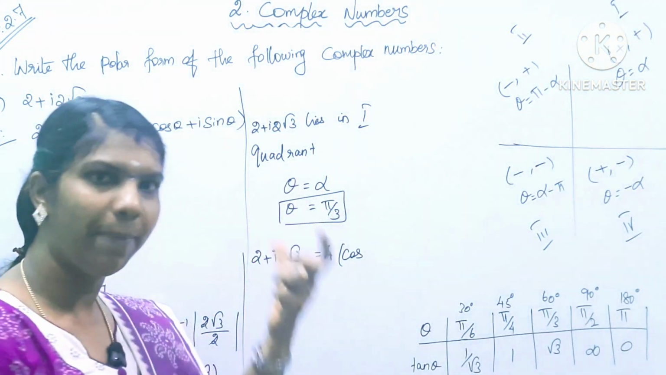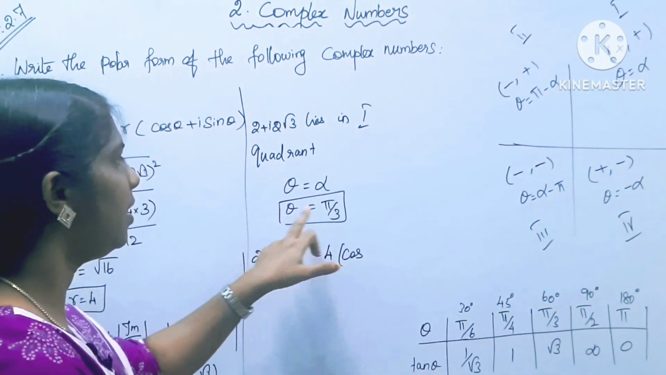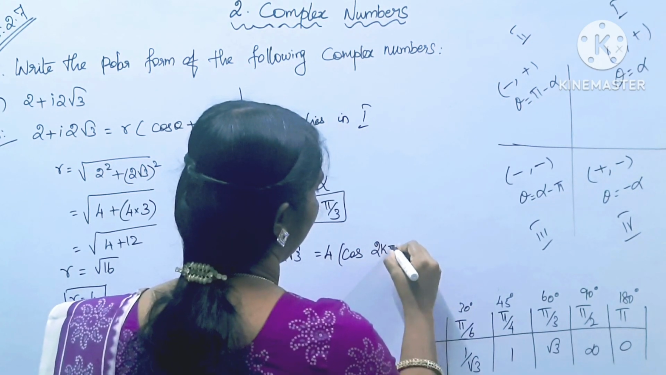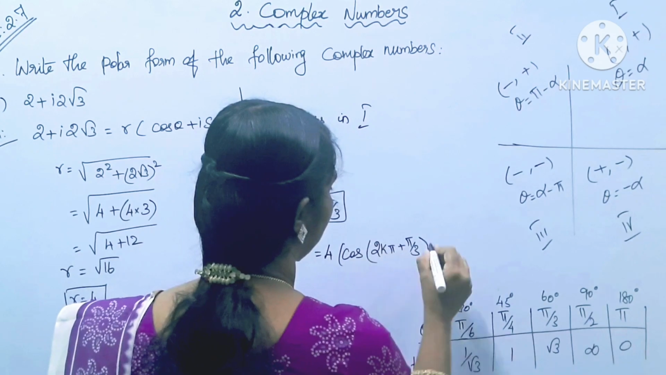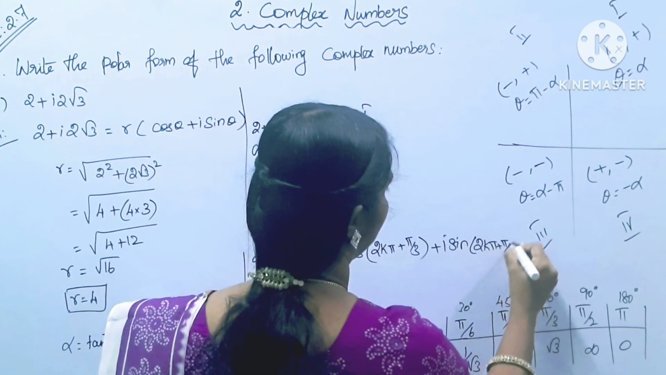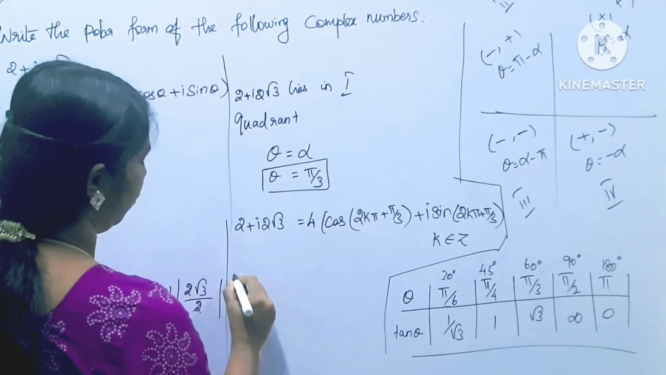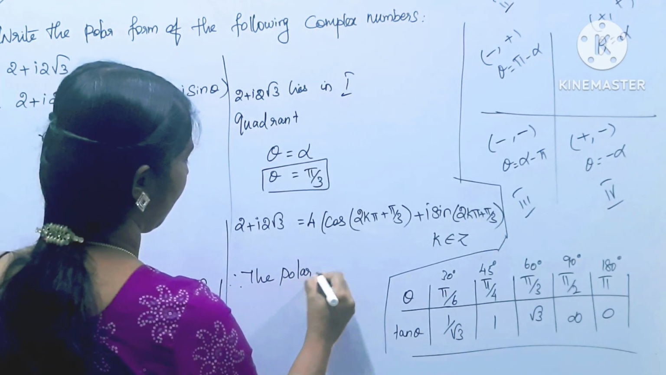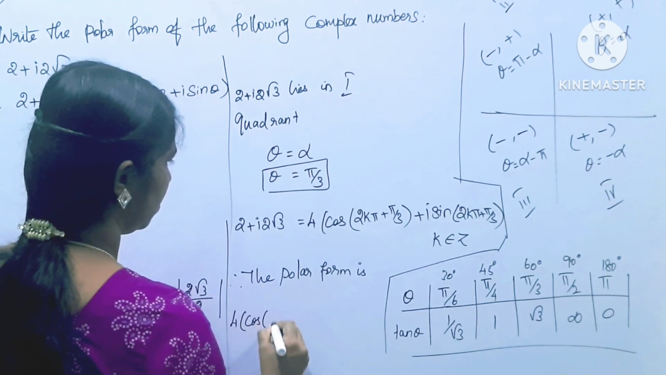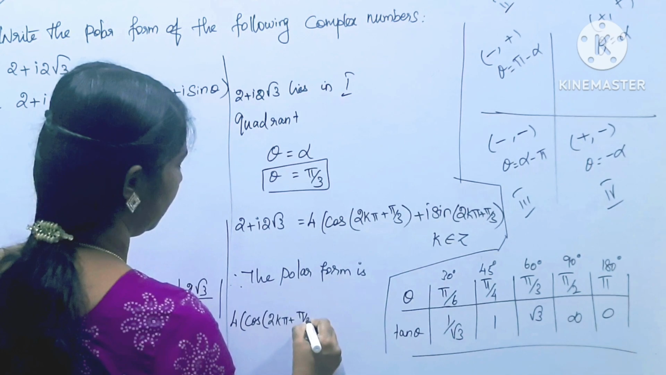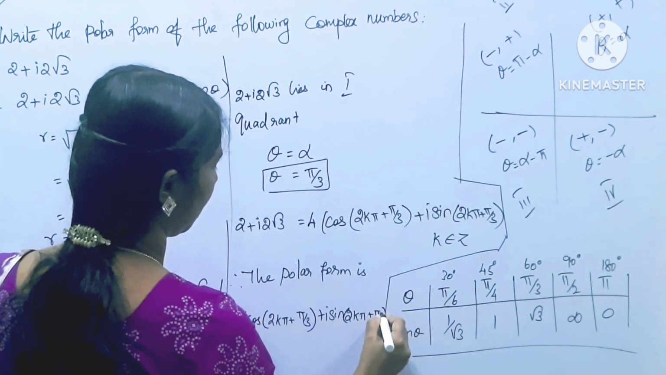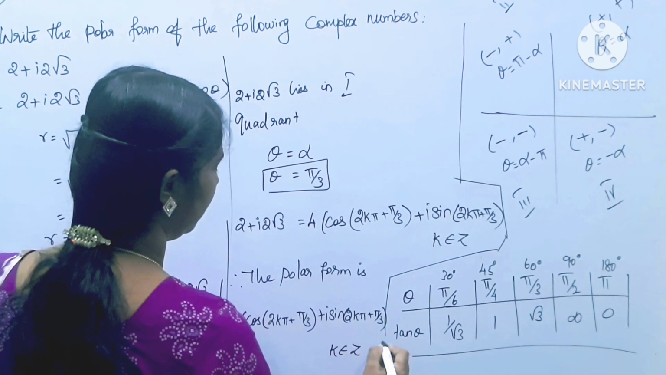But if we add 2k pi along with this pi by 3, then we will get the other arguments also. Theta here is the principal argument, and if we want the other arguments too, we should add 2k pi. So 4 into cos of 2k pi plus pi by 3 plus i sin of 2k pi plus pi by 3, where k belongs to z. Therefore, the polar form is 4 into cos 2k pi plus pi by 3 plus i sin 2k pi plus pi by 3. Here k belongs to the integers, which we must denote.